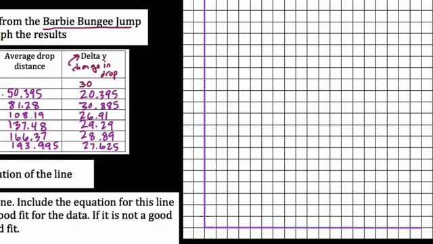So if I go up by tens, what's our first point? Well, the first point is 0, 30: 10, 20, 30. That's Barbie's height. The next one is 1 and 50.395, so just a little bit above 50.